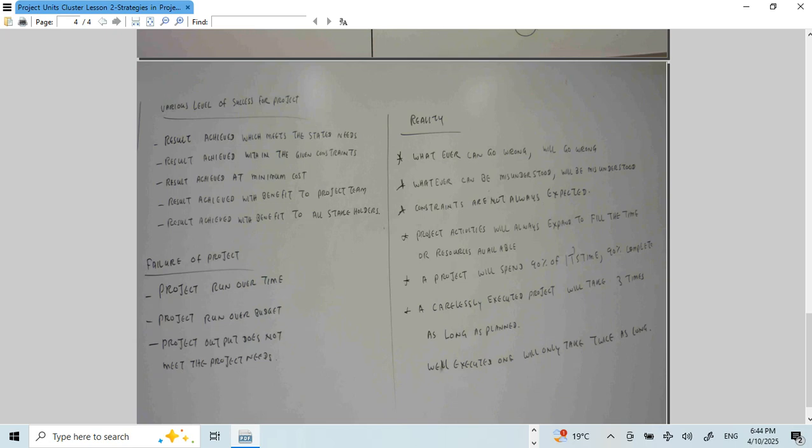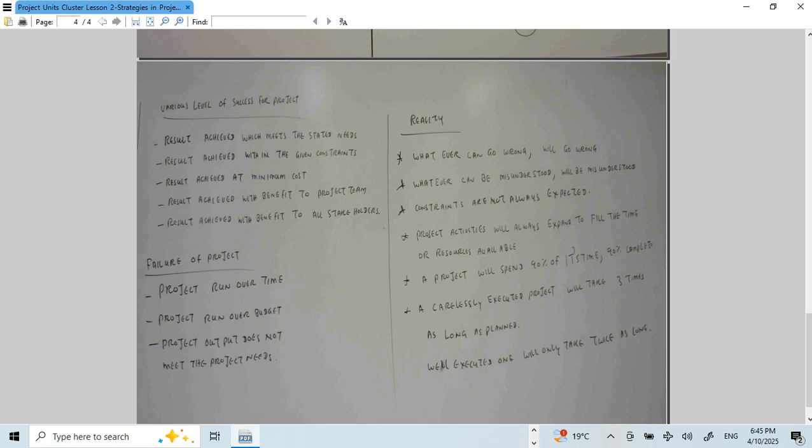Success factors are that the results achieved meet the stated requirements, results achieved within the given constraints, results achieved at the minimum cost, results achieved with benefit to the project team, and results achieved with benefit to the stakeholder. So those are the success factors.